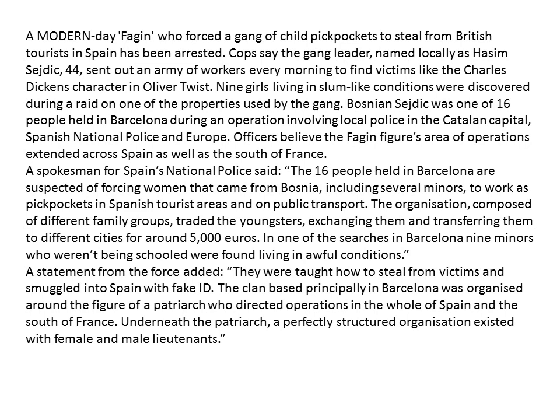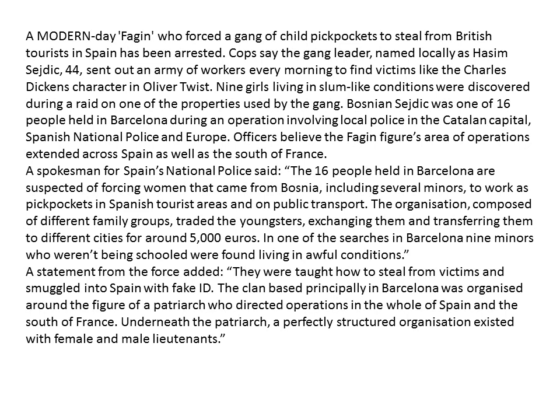Bosnian Sejic was one of 16 people held in Barcelona during an operation involving local police in the Catalan capital, Spanish National Police and Europol. Officers believe the Fagin figure's area of operations extended across Spain as well as the south of France. A spokesman for Spain's National Police said, "The 16 people held in Barcelona are suspected of forcing women that came from Bosnia, including several minors, to work as pickpockets in Spanish tourist areas and on public transport.